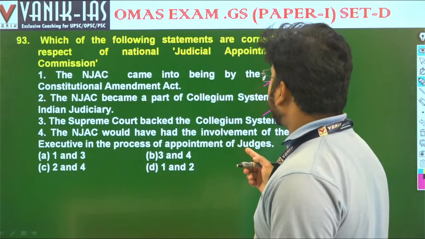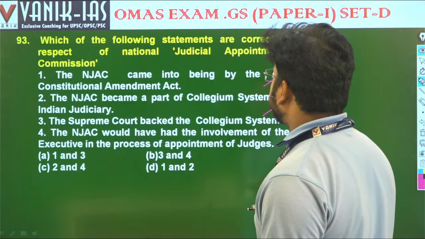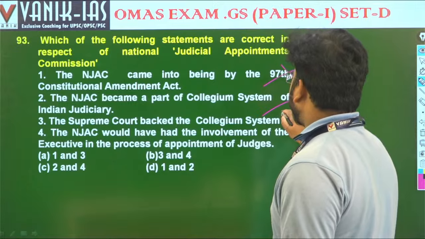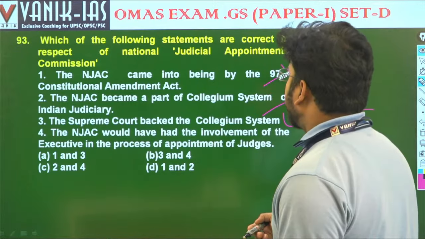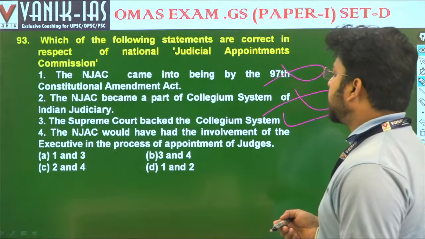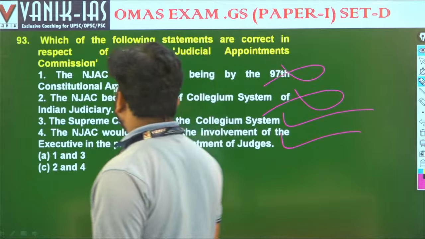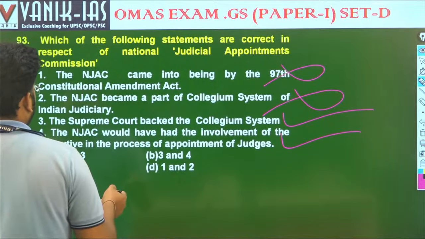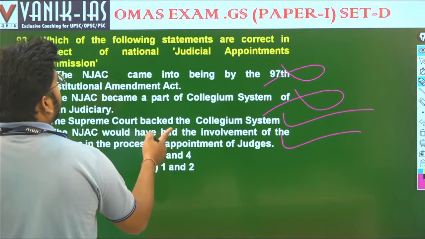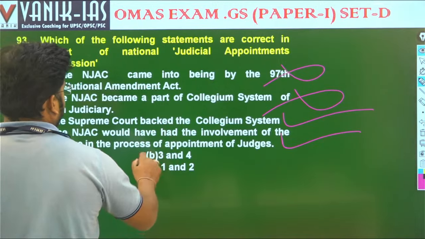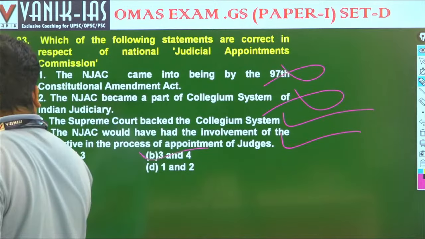The Supreme Court backed the collegium system. Yes, the Supreme Court backed the collegium system. That shows that it is better than the NJAC. NJAC would have involved the executive, meaning the law minister would be added in the process. So, which are the correct statements? 3 and 4 are the correct statements. B is the answer.